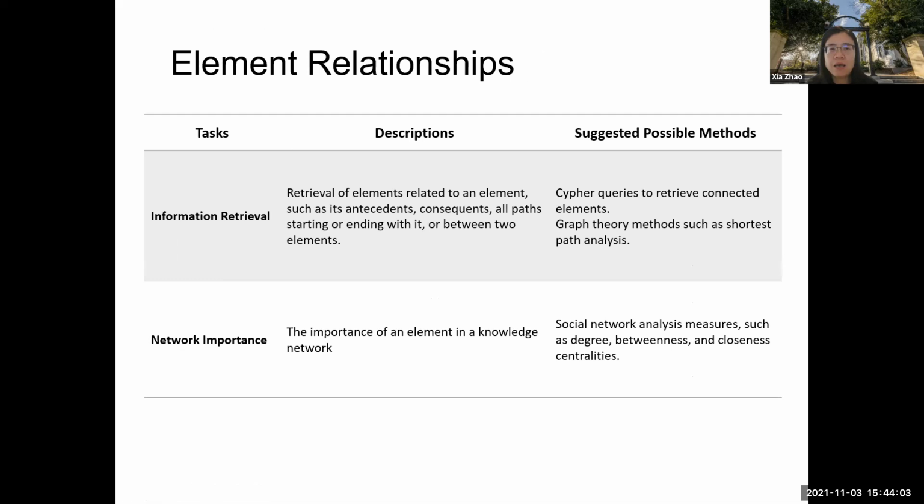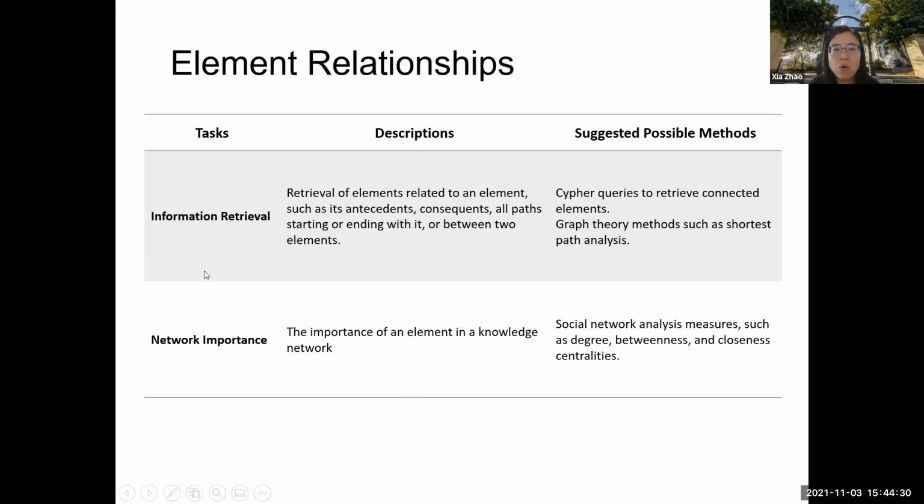Just now, I showed two examples for the element level analysis. In a knowledge network, elements are connected. A research model has elements and relationships. Without a relationship, it's not a complete picture of the knowledge. So we can do analysis at the element relationships level.